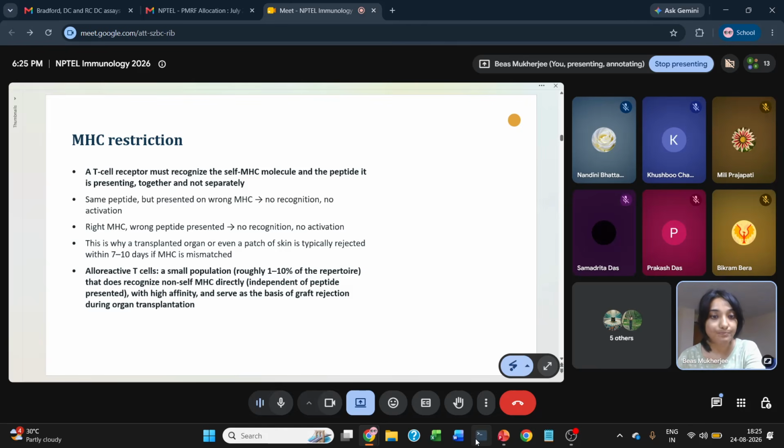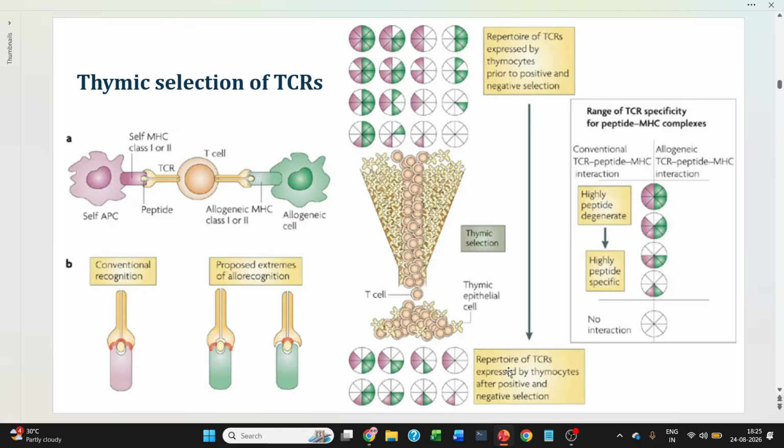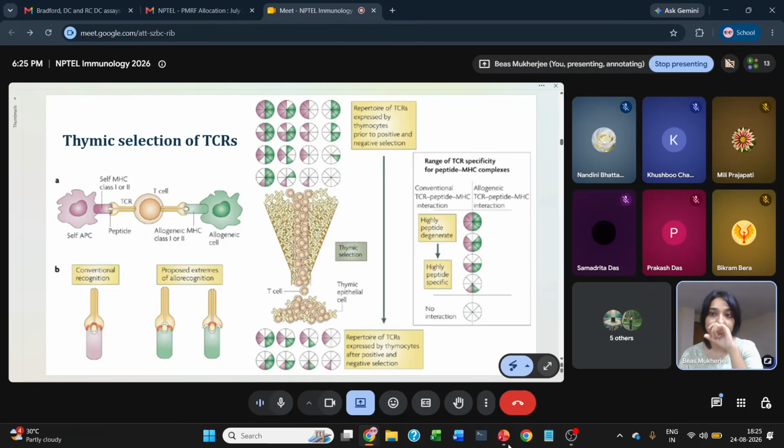Now, how is this happening? There is a very nice review paper published in Nature. Nature and Cell are the biggest journals in biology. So there is something called an allogenic cell, and this allogenic MHC is there, class 1 or class 2, and it is being recognized by this T cell, shown in green. And the self MHC class 1 is shown in pink. Initially there is this funnel.